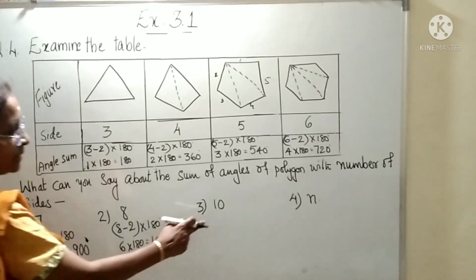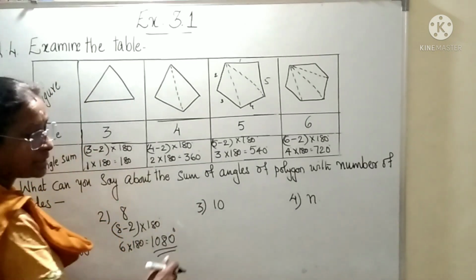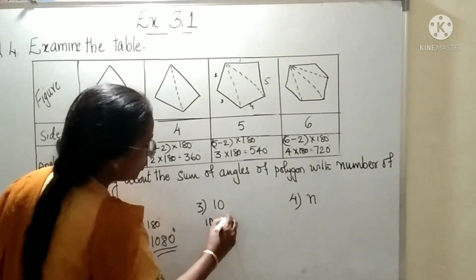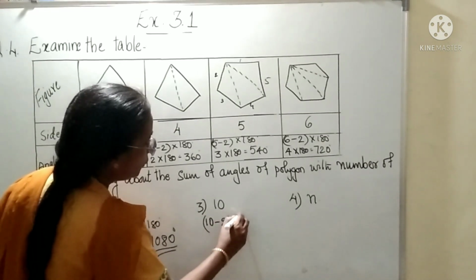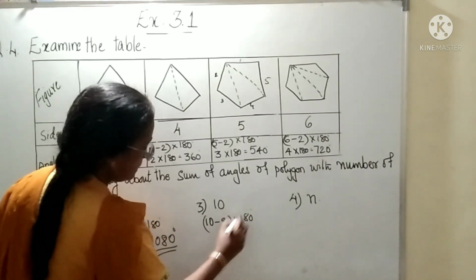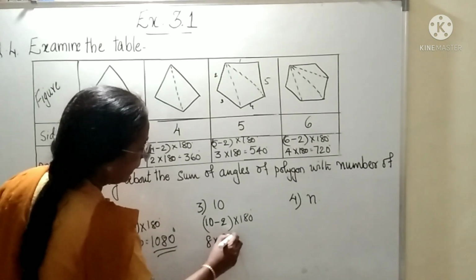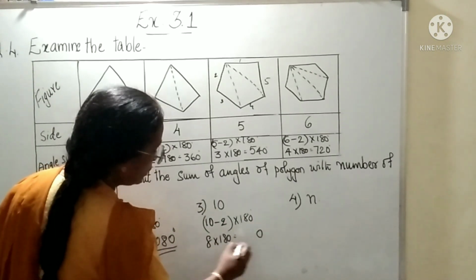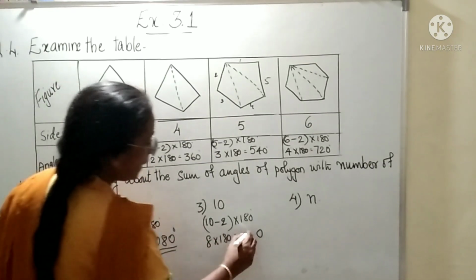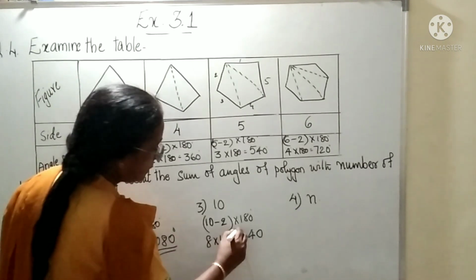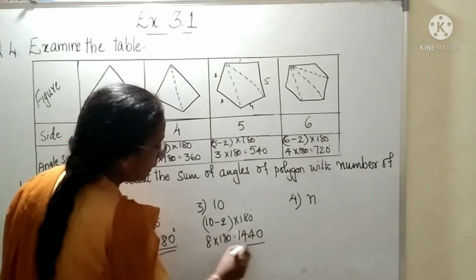Now here 10 sides. When there are 10 sides, what will be the sum of angle? 10 minus 2 into 180 degree. That is 8 into 180. 800, 8 8s are 64. And 8 1s are 8 plus 6, 1440.